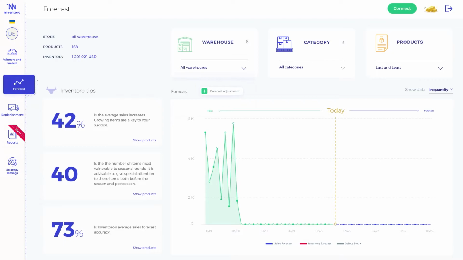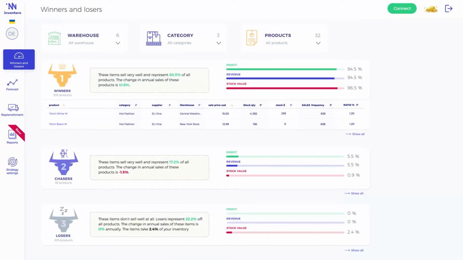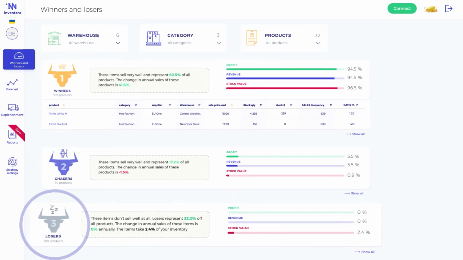Now, let's move to the winners and losers page, a product segmentation feature of Inventoro. As a user, you can choose the main criteria for your product segmentation, for example, profitability, revenue, or sales frequency, which is highly recommended by us as the most customer-driven criteria among them. We will talk further about this in the strategy section. So, based on this, we divide your portfolio into 3 groups: winners, losers, and chasers.